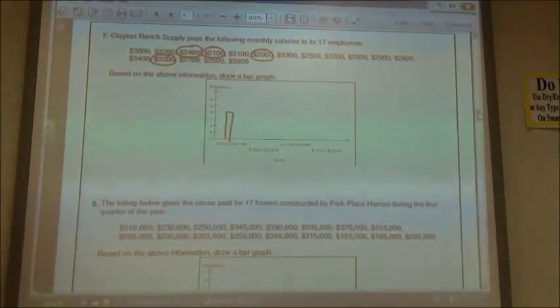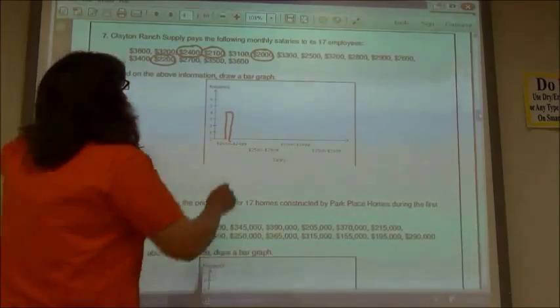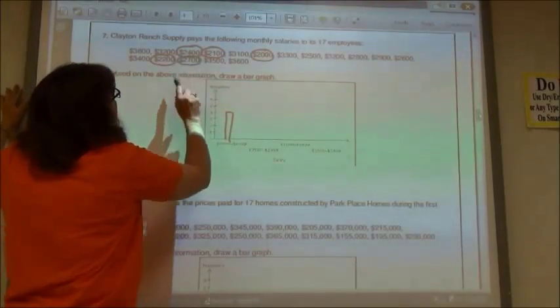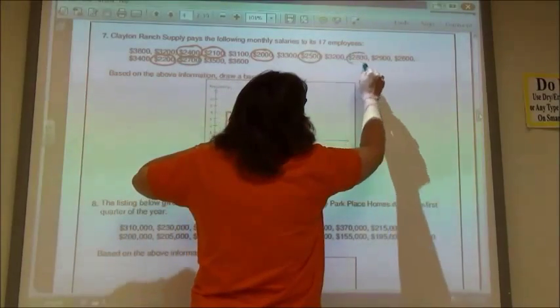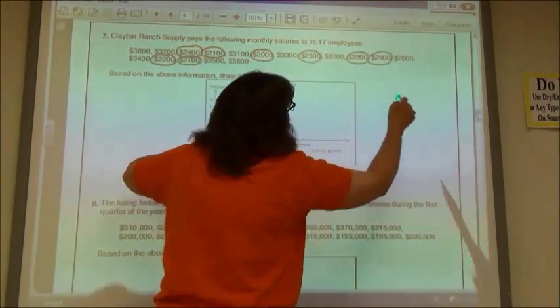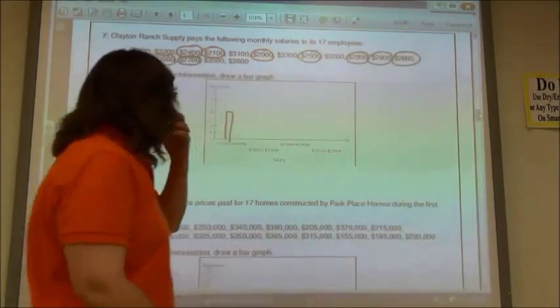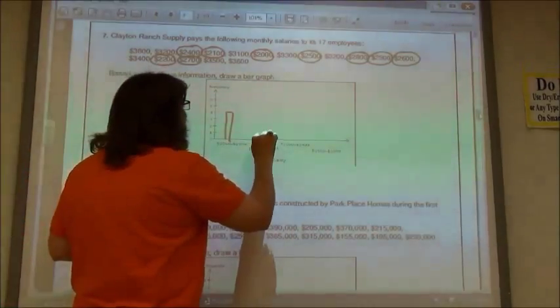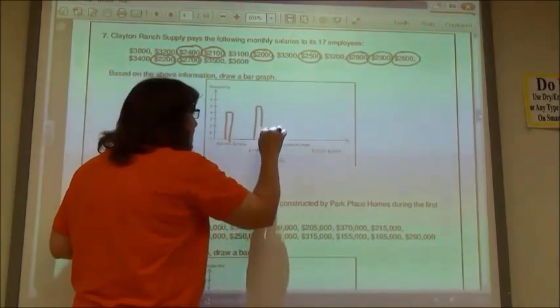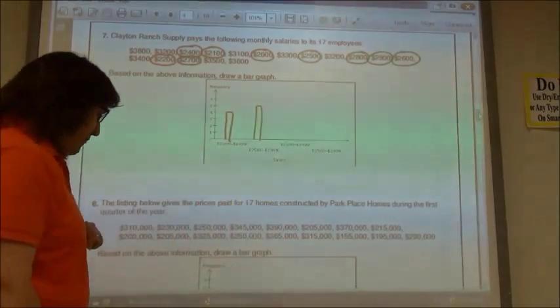2,500 to 2,999. So 2,700 would be in there, 2,500 would be in there, 2,800 and 2,900 and 2,600. All those are in there. So I have 1, 2, 3, 4, 5. So I'm going to pull the bar up to the number 5, show my bar graph.